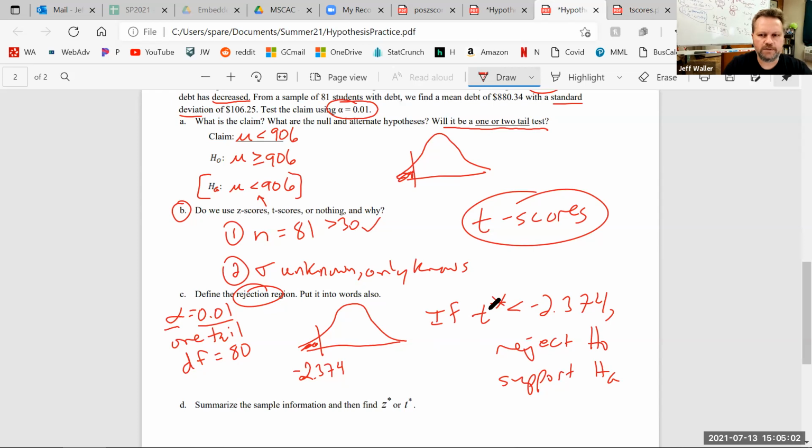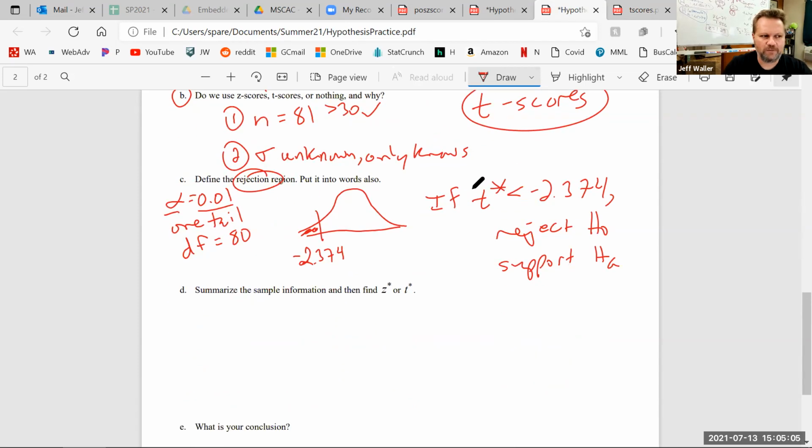Is anyone concerned what the formula is for the T star? You guys are like, whatever, just show it to me. It's the same formula. Formula doesn't change. Isn't that nice? It's the exact same formula as Z star. It's the same formula, so do not freak out.